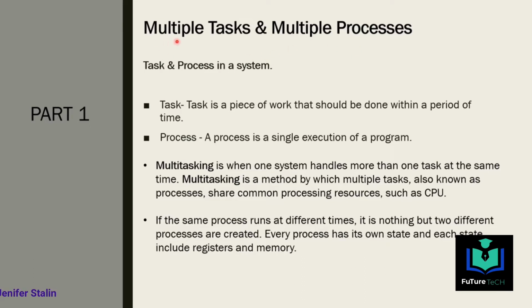So before knowing about multiple tasks and multiple processes, we have to know what is task and process in a system. Okay, so a task is a piece of work that should be done within a period of time, or you can say a task is work that should be done within a particular deadline. If the task in a system misses its particular deadline, that means the entire process will collapse.